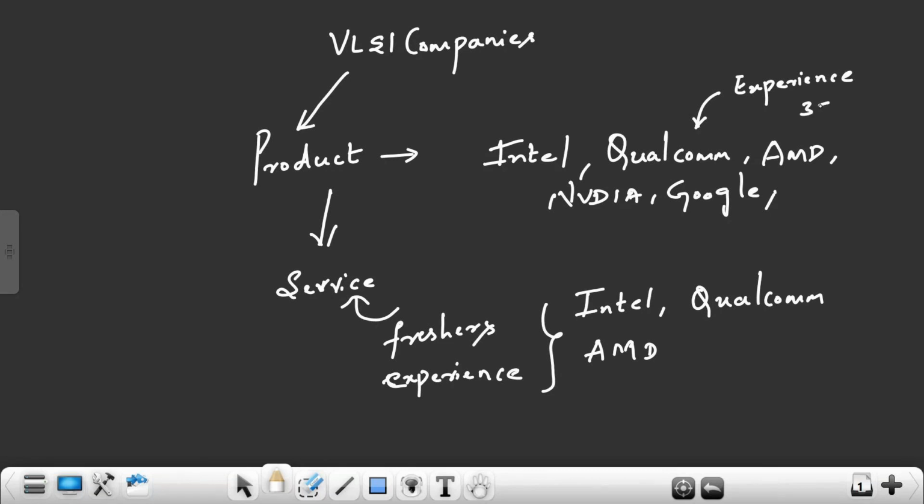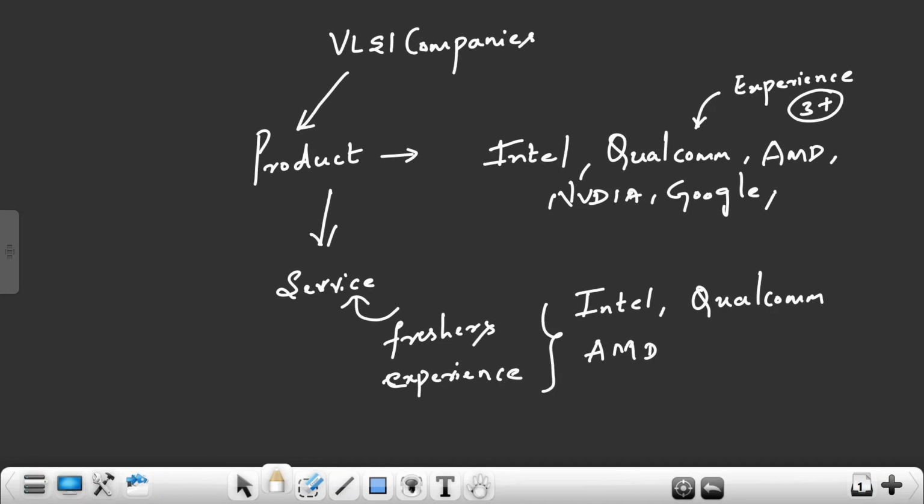Minimum 3+ years experience. Minimum they will hire 3+ years experience. It is not that they will not hire freshers. They will hire freshers, but only from the top institutes like NIT, IIT. They will hire freshers, or they will give some internship for those candidates, and you can come into that.